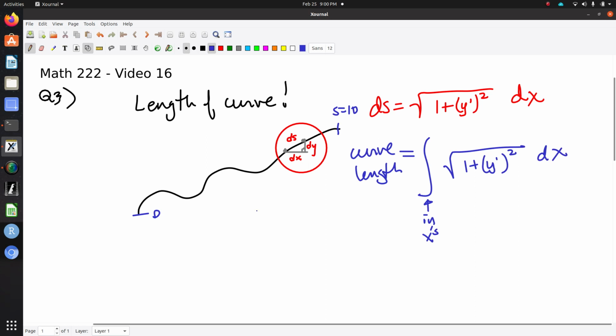Okay, and so if you wanted to look at that differently, it would be like just plain old ds, which is pathetic because this doesn't tell you anything, right? Obviously, you're going to go from 0 to 10 or whatever. If you already knew what the parameterization was on the curve, you wouldn't need to do this. That would be kind of pathetic, right? So that's why we're going through all this rigmarole.